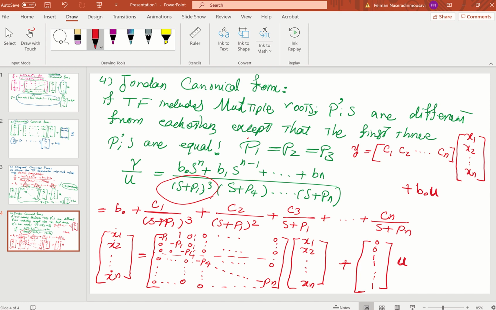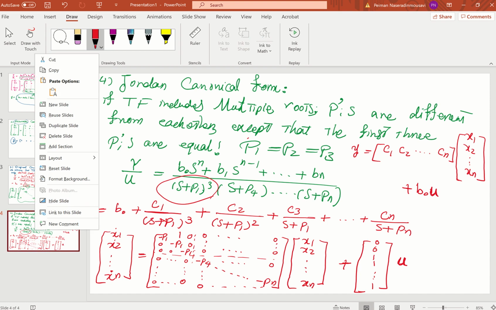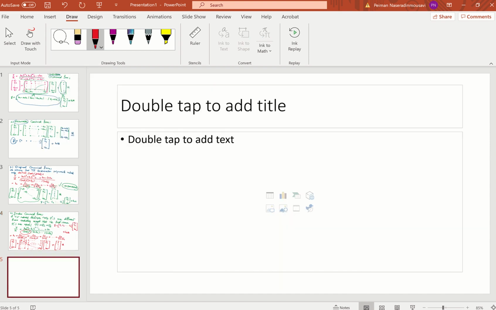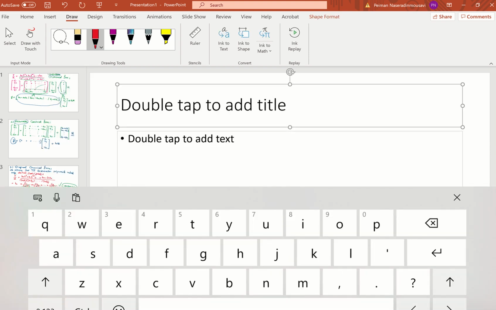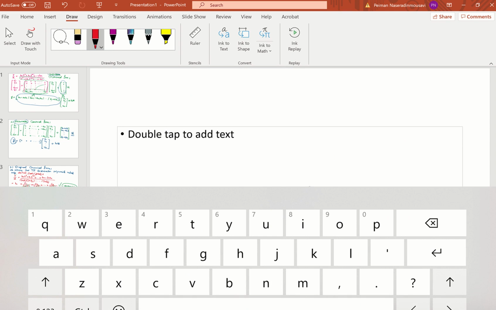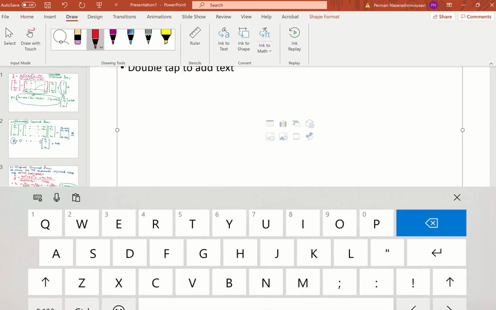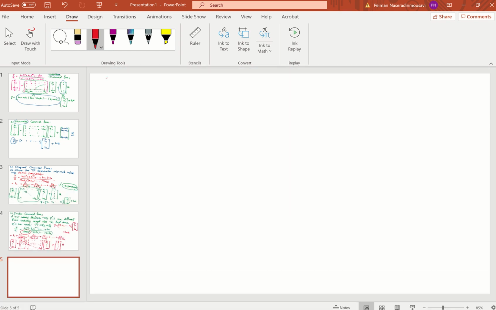Understand? You don't have to just memorize these. You can find them in any published book or on Wikipedia. These are standard formulations of the state space representations. Okay, example.